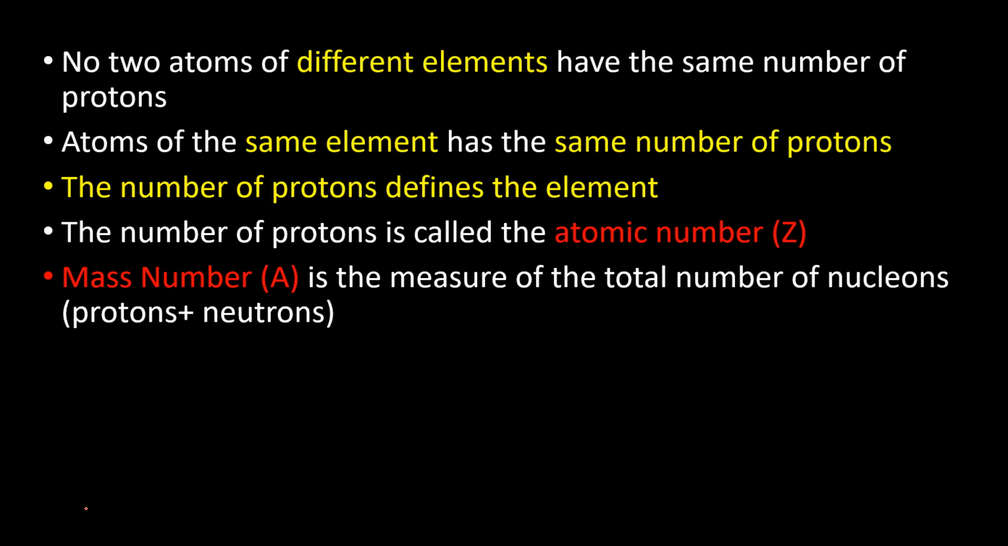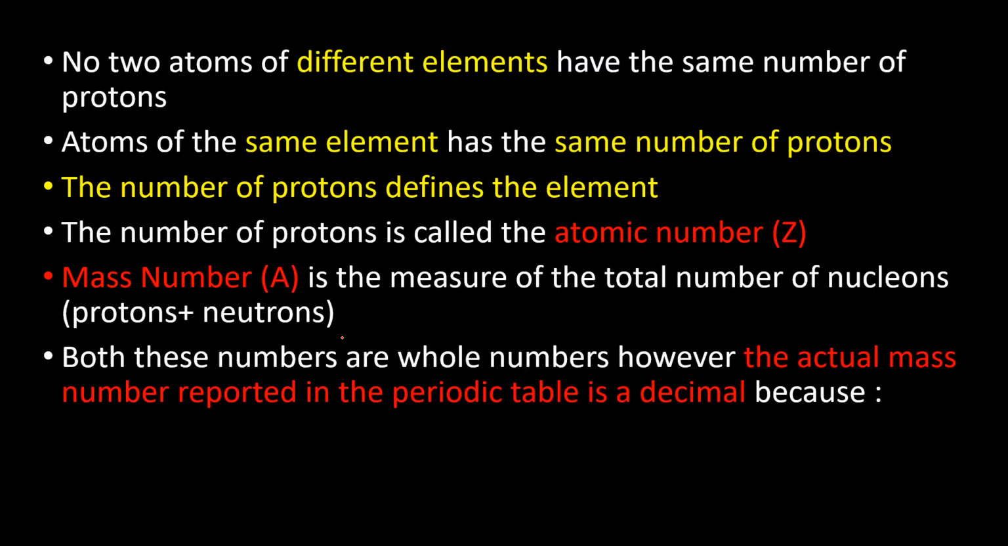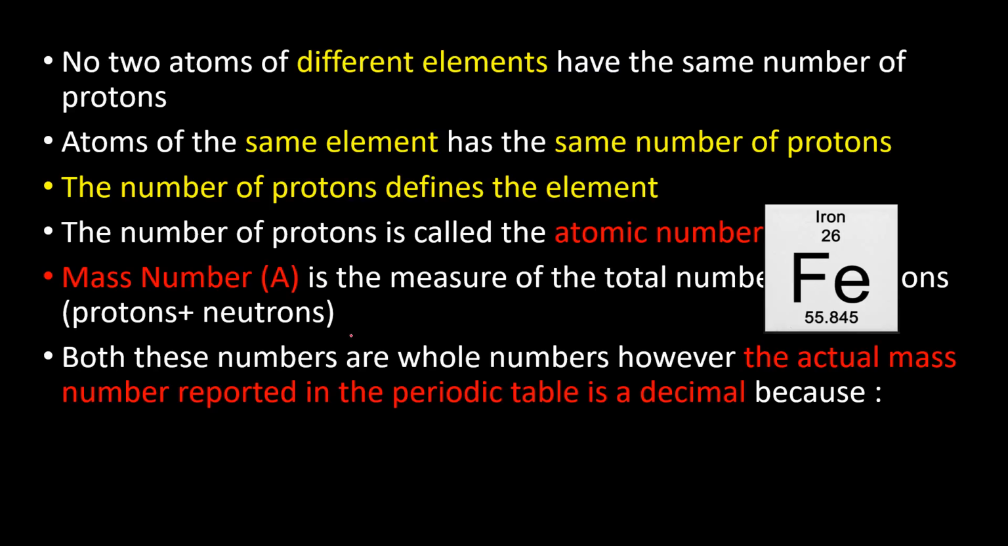Mass number, which is represented by A, is the measure of the total number of nucleons. That is, the sum of protons and neutrons in an atom. Now, both these numbers are whole numbers. You cannot have an atomic number of 1.5 because an atom cannot have 1.5 protons. However, the mass number, the actual mass number represented in the periodic table, is a decimal, like this.